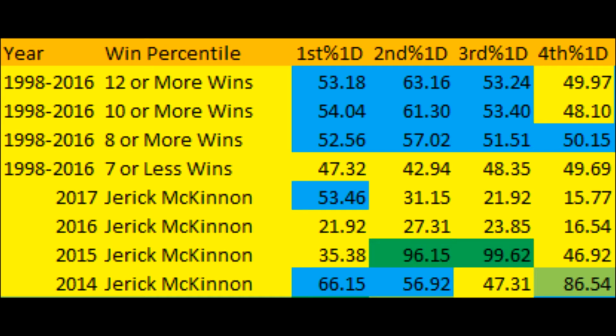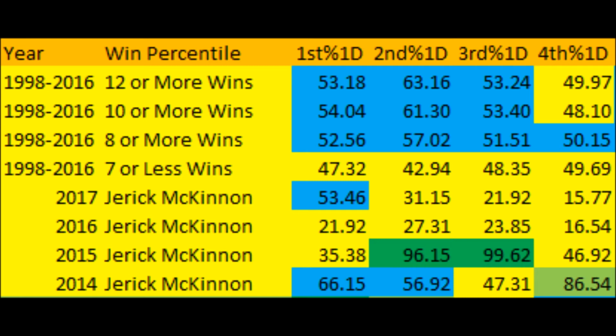He has had some seasons where he was pretty decent. 2014, for example, was pretty good in terms of first down and second down, but not so great on third down. 2015 was amazing on second and third down, 96.15 and 99.62 in terms of his ability to convert through the run on third down and second down, but was not exactly amazing on first down.